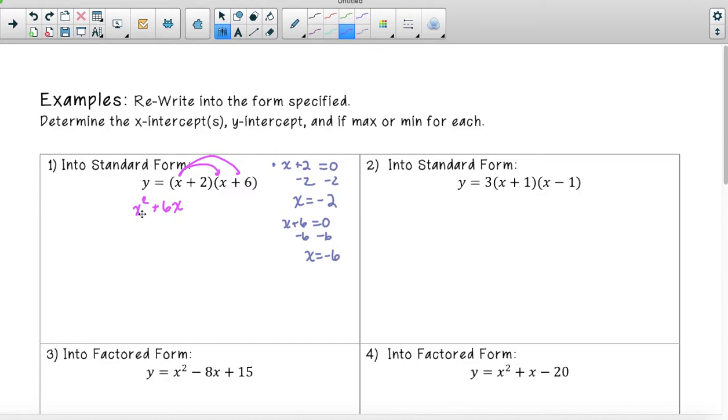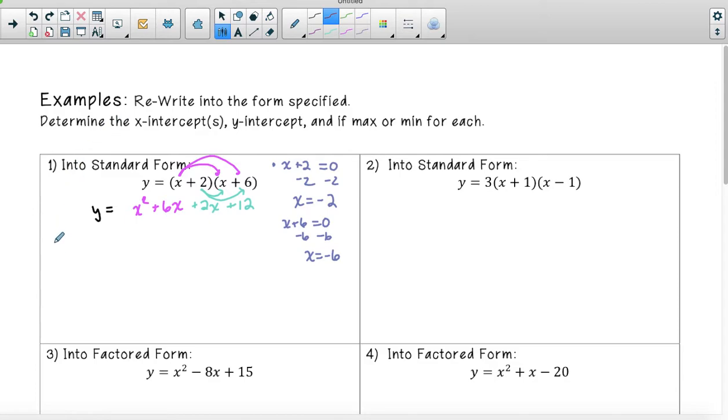Since we're distributing through the parentheses, we are able to get rid of the parentheses. But we still need to multiply this positive 2. So we take our positive 2 and multiply it to the x and to the positive 6 because we're going from one parentheses into the other. So we have positive 2 times x is a positive 2x, and a positive 2 times a positive 6 is a positive 12. Now we are able to combine our like terms, and we still have it as y equals.